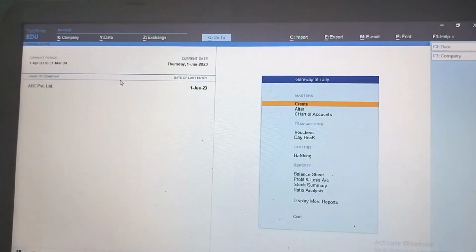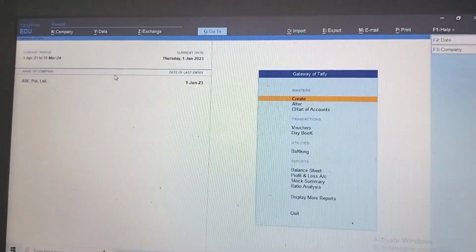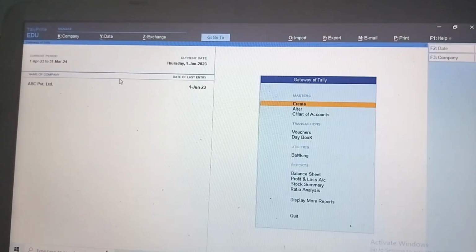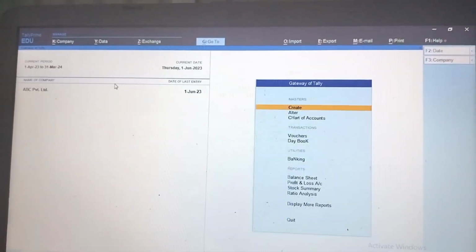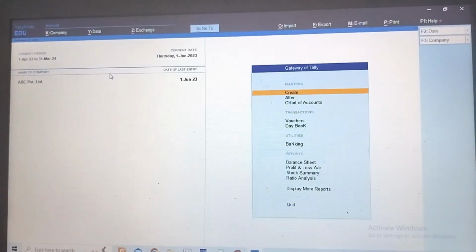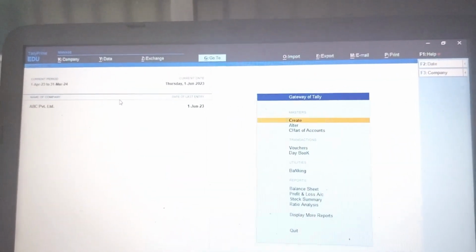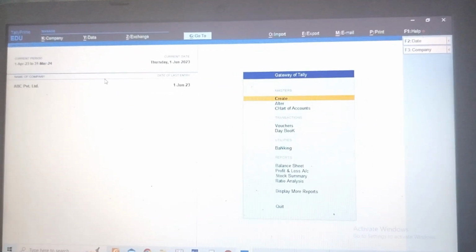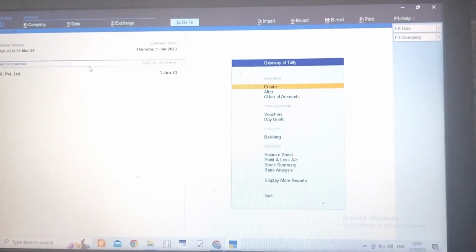Then we will come to stock journal, that is important. And these were simple vouchers which every accountant uses. Even a trainee knows about these vouchers: sales, payment, purchase. Thank you.